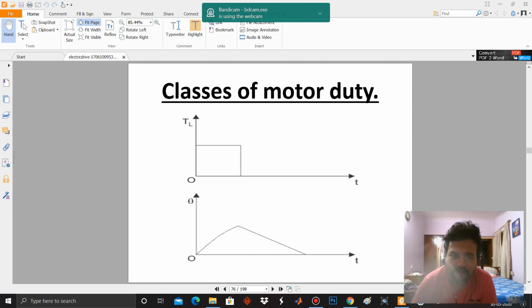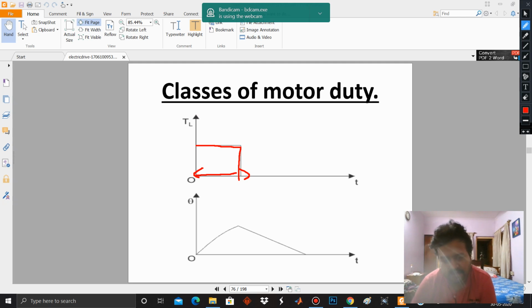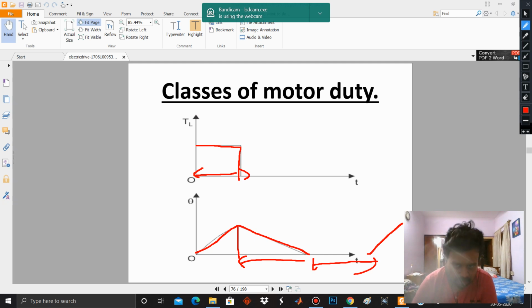So this is the waveform of short time duty. Here you see the load torque is for a particular period, and the next load torque appears after a very long time. So the motor gets heated to a temperature and it gets enough time to cool down. So perhaps the next heating will be somewhere here. That means it gets enough cooling time, or the idle time of the motor is very long.